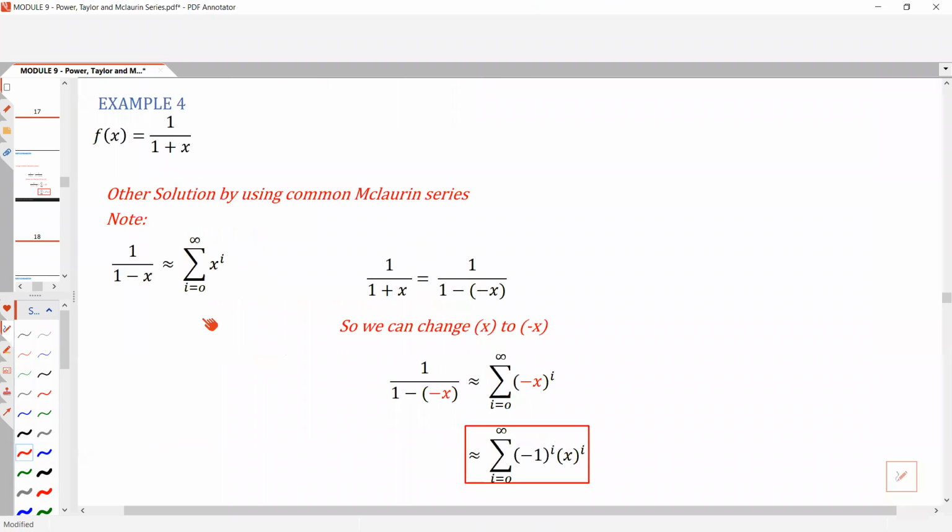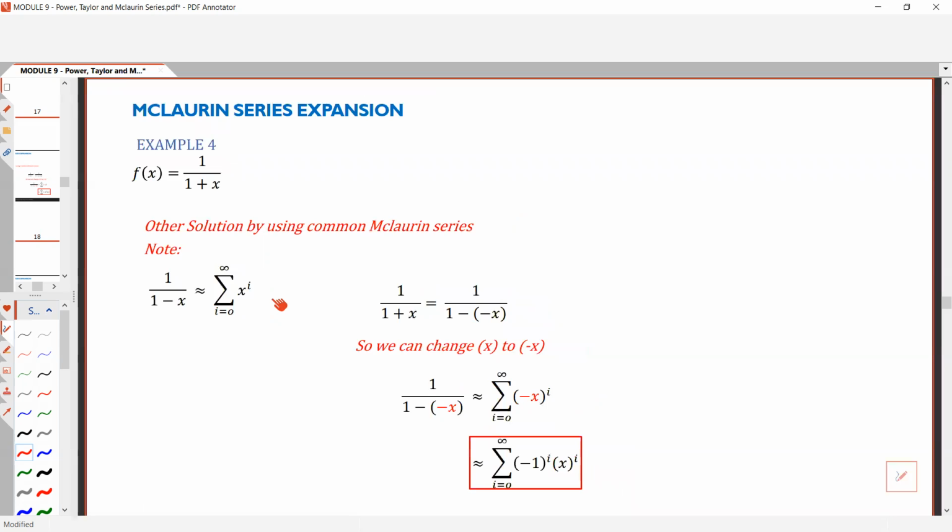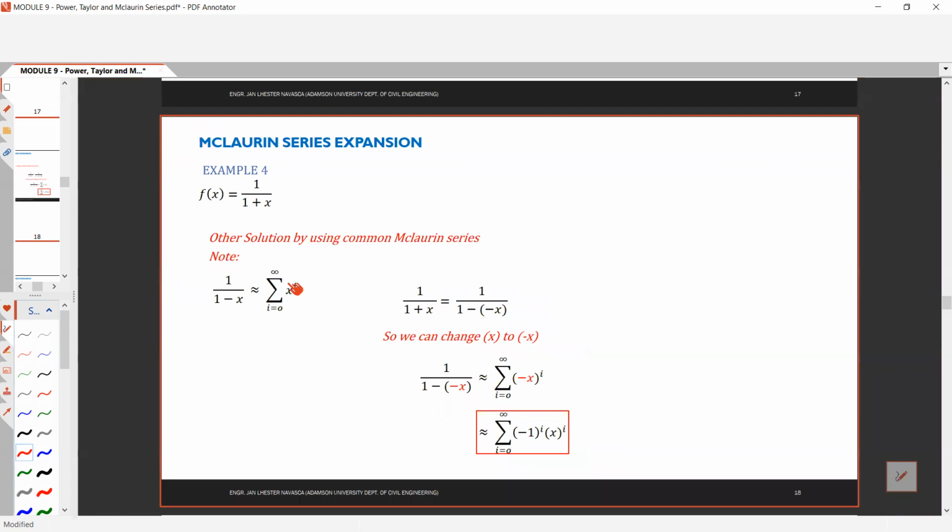So, yung other solution natin by using a common Maclaurin series. If you take note, the Maclaurin series expansion of 1 over 1 minus x is x raised to i, from i equals 0 to infinity. Ito lang yung example 3 natin kanina. So, we can write 1 over 1 plus x as simply 1 over 1 minus negative x. Pinagmukha lang natin siya na ganito. Ang x mo lang ay naging negative x. So, we can change x to negative x. Palitan mo lang yung x dito, gawin mo lang siyang negative x.